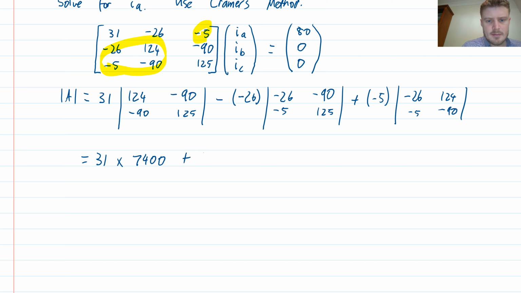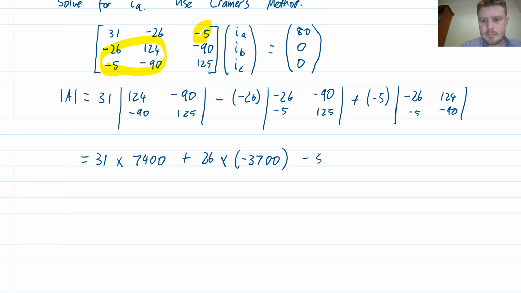The next one here will be plus 26 times, again, I can pretty much just type out this determinant. So it's the diagonal product, negative 26 times 125, minus the other diagonal product. The other diagonal product is just going to be 90 times 5. So this is negative 3,700.